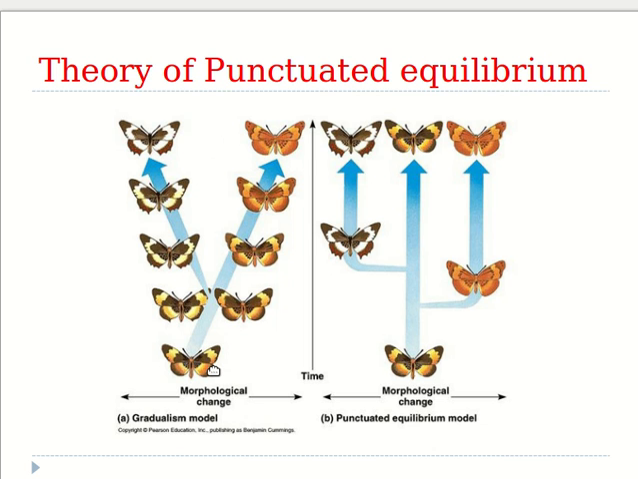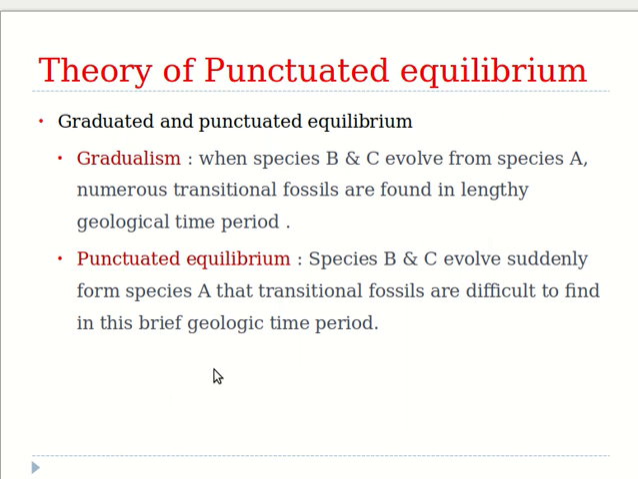Okay. So, this is what gradualism is all about, and according to punctuated equilibria, types B and C evolved so suddenly from type A that transitional fossils are difficult to find in this brief period of geologic time. Once formed, the species remained essentially static during its long lineage, and then one should not expect a continuous series of transitional fossils in this case. So, hence it is argued that the lack of abundant intermediate forms or missing links is a genuine result of the evolutionary process itself rather than the failure of preservation of fossils.